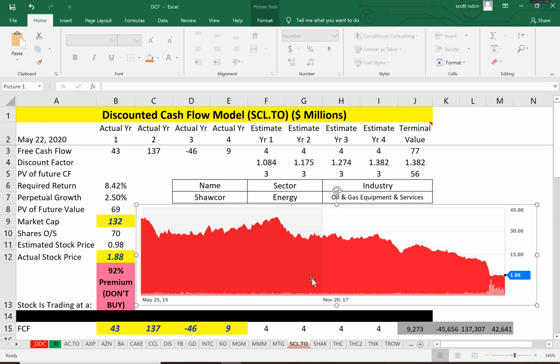So you could always take these things with a grain of salt. You should look at other models maybe and do your research. But according to this model, it's not a buy, it's a sell.